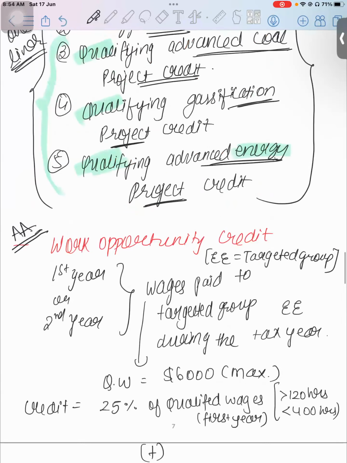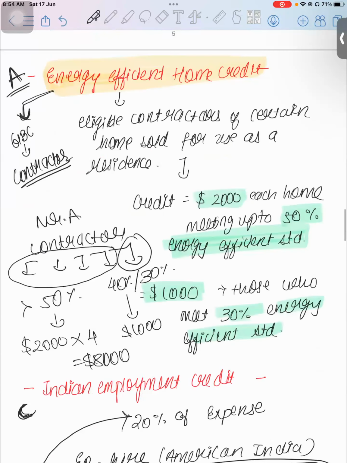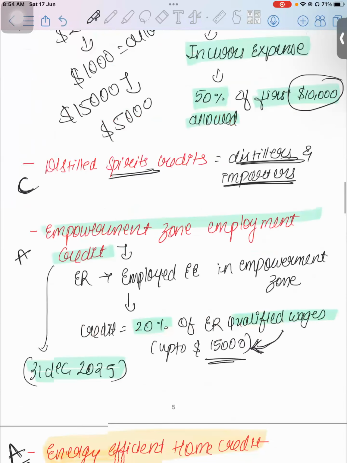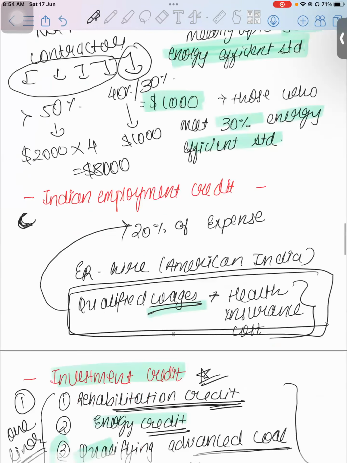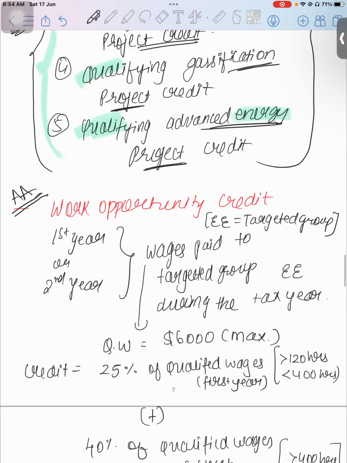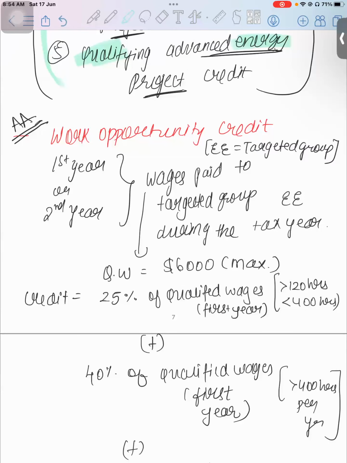So whatever I'm marking as double A category, from that there can be a question in your paper. Maybe from disability, if it's not, then it can be from work opportunity credit or any other topic which we have marked as a most important one. Okay. So work opportunity credit is something which the employer will get in the first or the second year only. First and the second year.